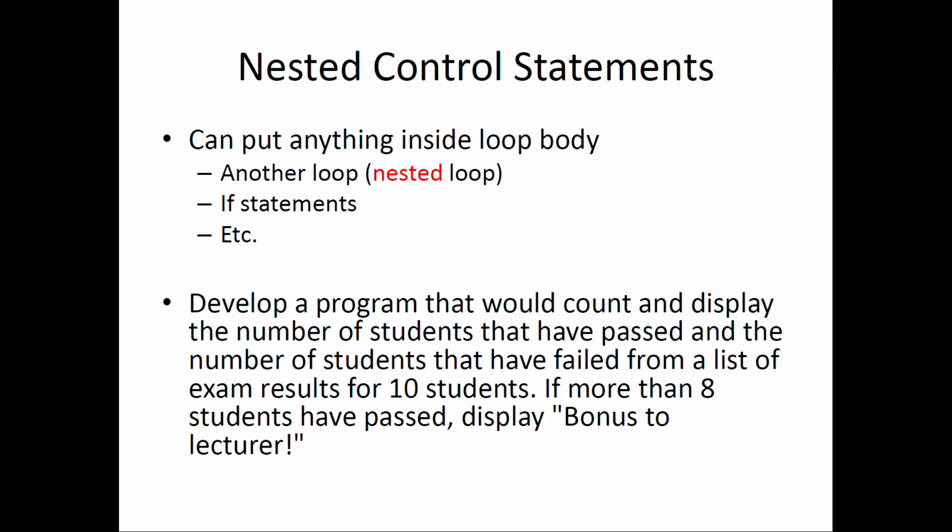While we're getting the numbers into our system, we're counting them, and while we're counting them, we're also getting their marks. And if the mark is greater than the pass mark of 50%, then count the number of those students who passed. And we have another one. If the number of those students is greater than 8, then give the bonus to the lecturer. That's what you need to write in Python code.